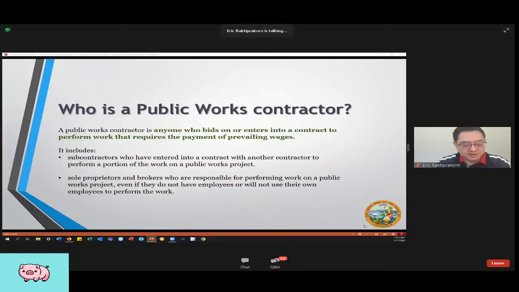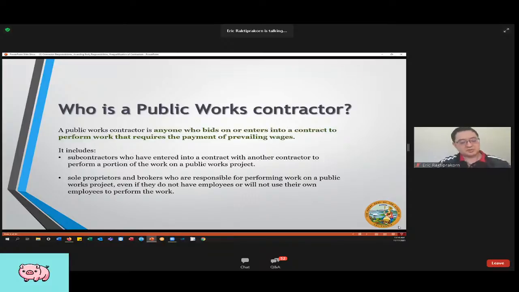Okay, so on this slide, we're going to cover the definition of a public works contractor. A public works contractor is anyone who bids on or enters into a contract to perform work that requires the payment of prevailing wages. This includes subcontractors who enter into a contract with another contractor to perform a portion of the work on a public works project, as well as sole proprietors and brokers who are responsible for performing work on a public works project, but do not use their employees or have their own employees to perform that work.